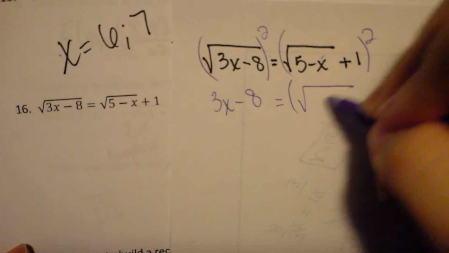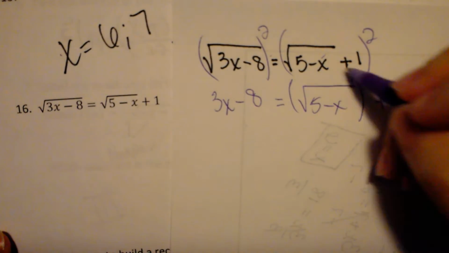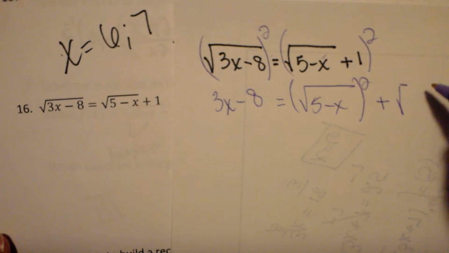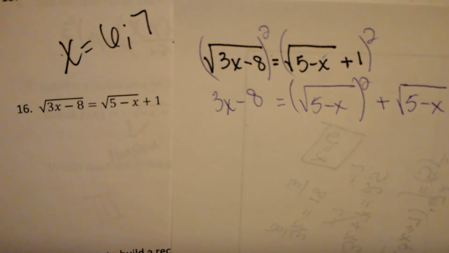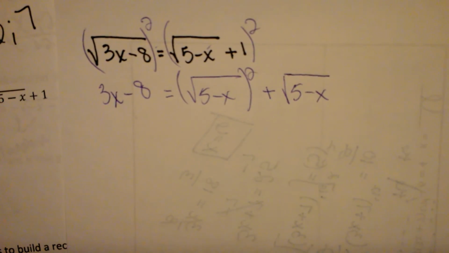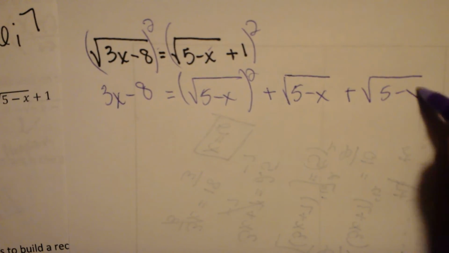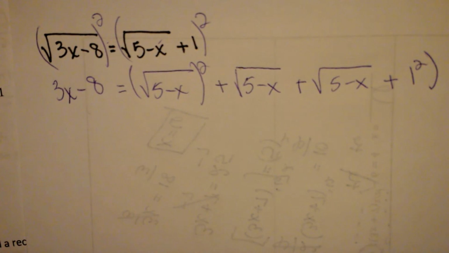I'm going to get the square root of 5 minus x squared, plus the square root of 5 minus x times 1, but that doesn't change anything, and the square root of 5 minus x times 1, which doesn't change anything, plus 1 squared. I don't know why I put the parentheses, that shouldn't be there.